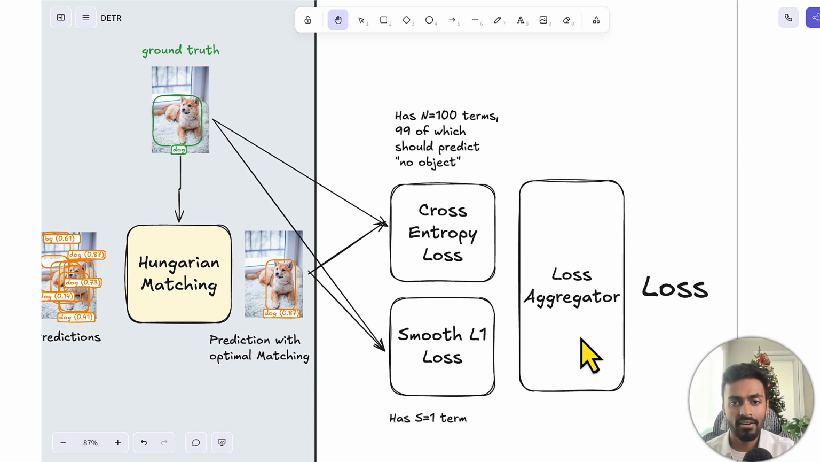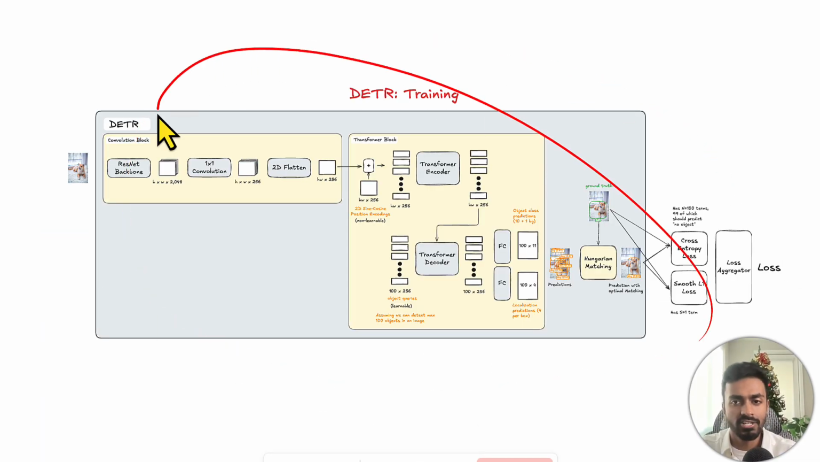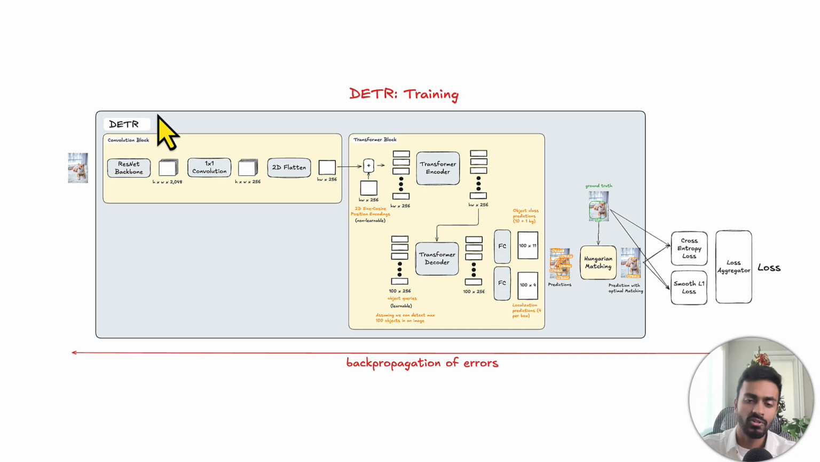And then we can aggregate both of these losses together in order to create the final loss here. And so this is the entire end-to-end architecture, which we then train via backpropagation. So this loss is effectively going to be updating all the parameters of the FC layers, the transformer decoder. These object queries are going to be learned, and it backpropagates through the encoder.